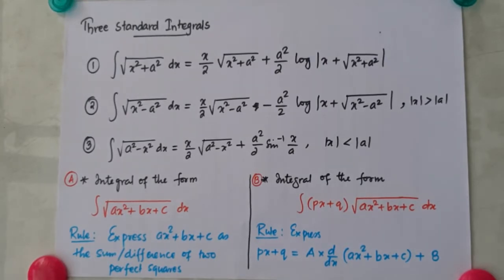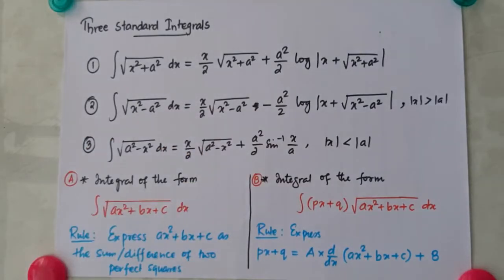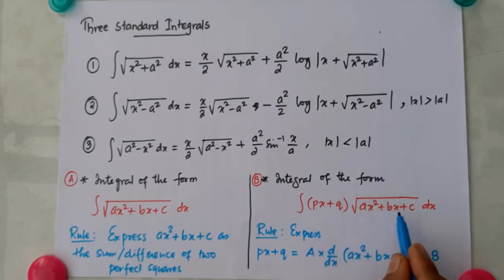So this is your third part on integration by parts, and in this video you're going to learn about three standard integrals, and those are mentioned as 1, 2 and 3. After learning these three standard integrals, you will solve two kinds of integral. One is A, the integral of this form, and B, the integral of this form. How to solve these kinds of integrals, rules are given here, so you may pause the video and note down all the formula.